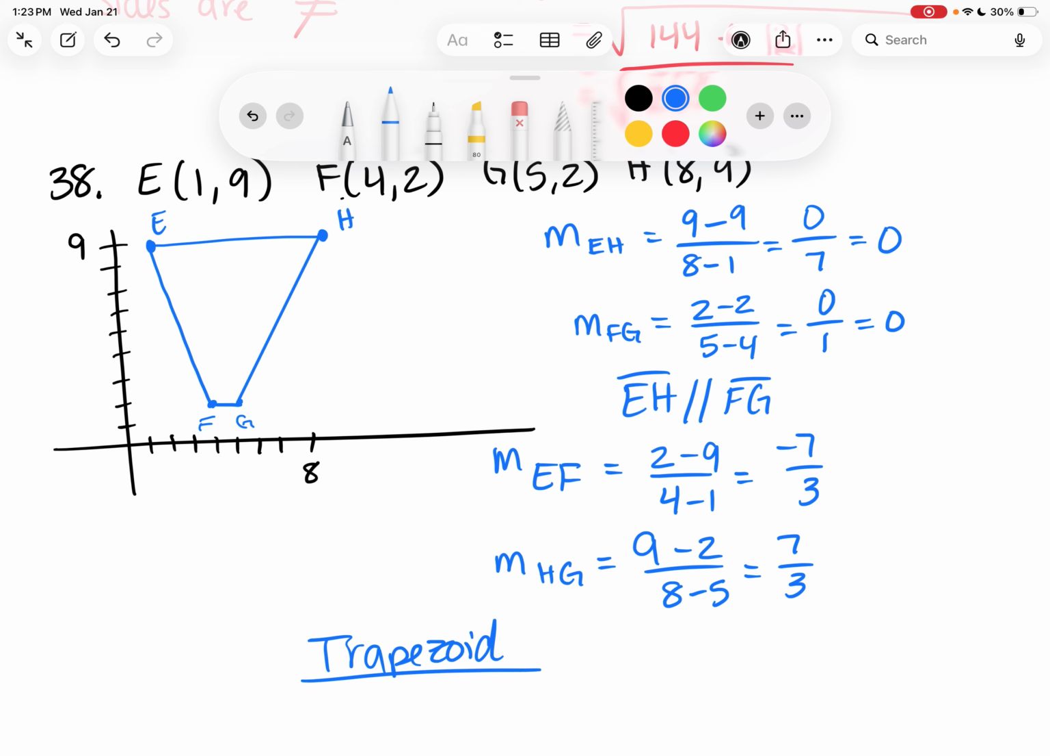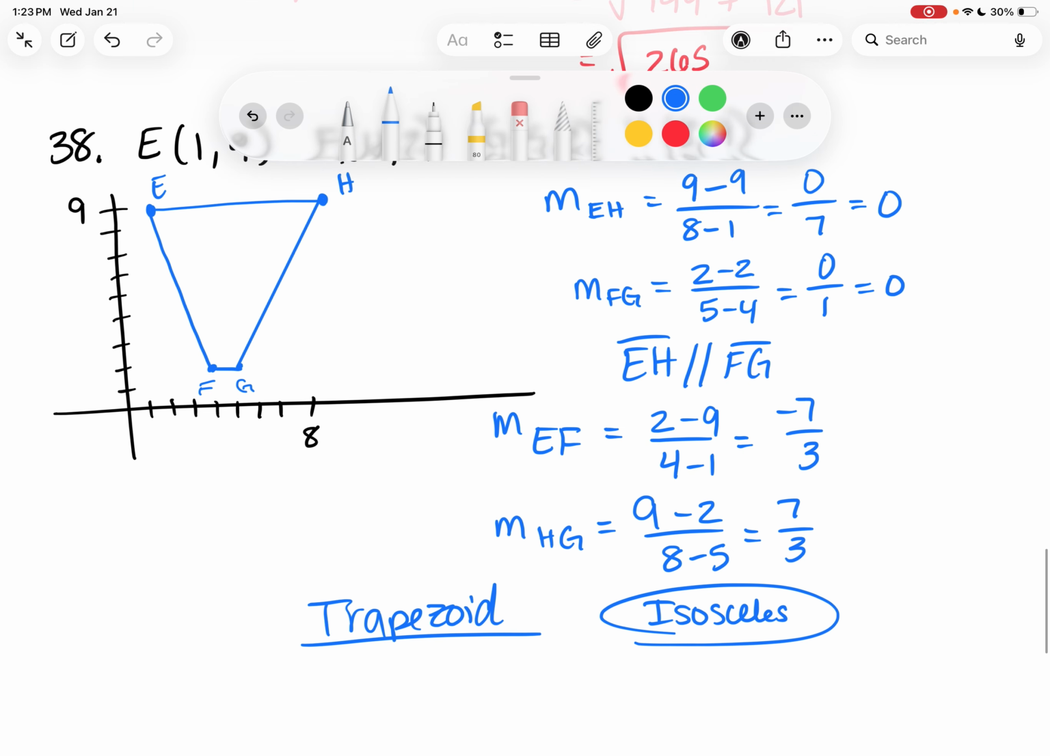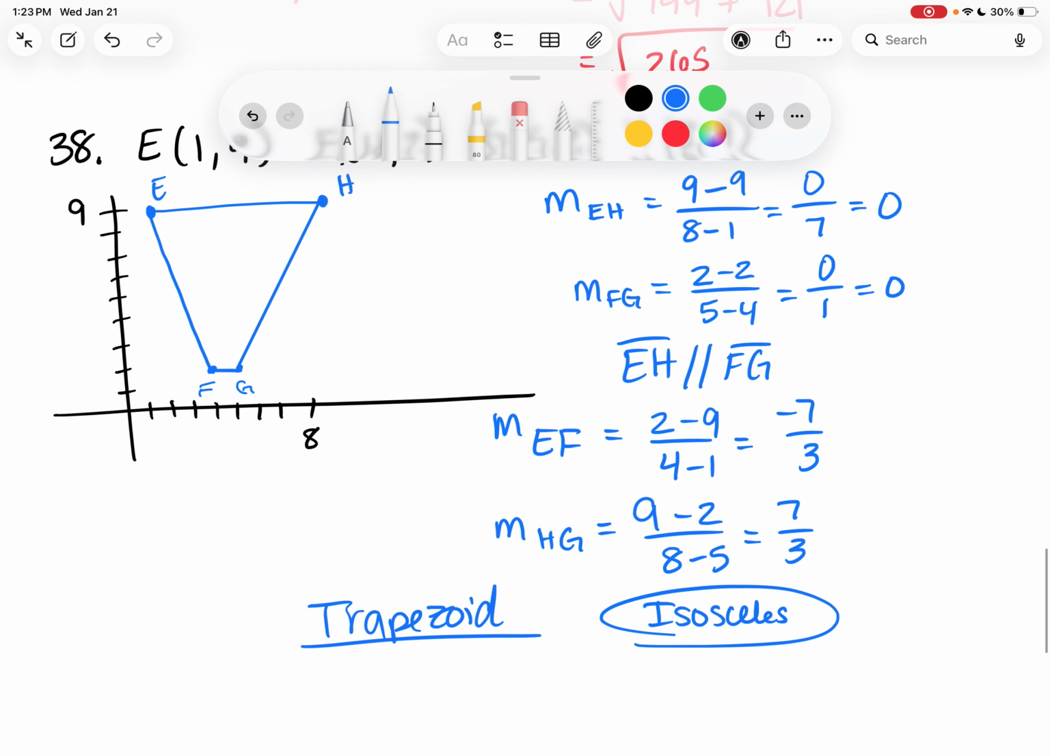Now, it says to also show that it's isosceles. We would do that with the distance formula to show that EF is congruent to HG. I can tell you that this one is an isosceles one, but we don't have time for me to show that. If you need me to show it tomorrow, I'm happy to do that. I know that was fast. Are there any questions right now? There probably will be some later.